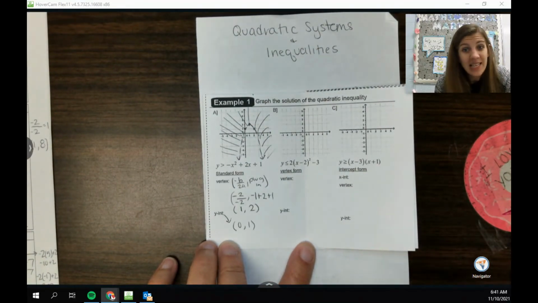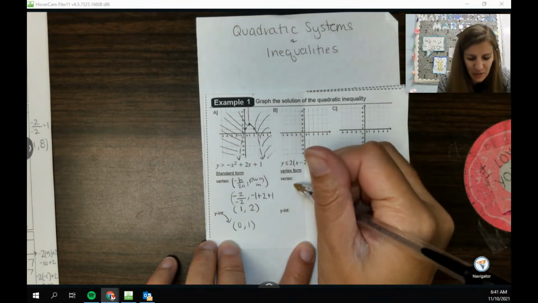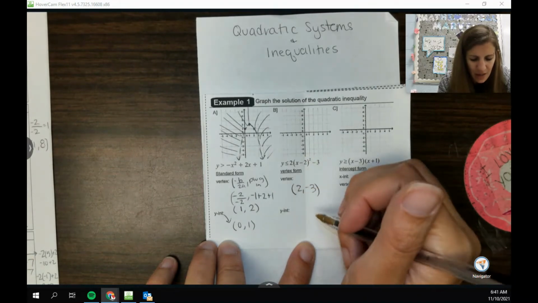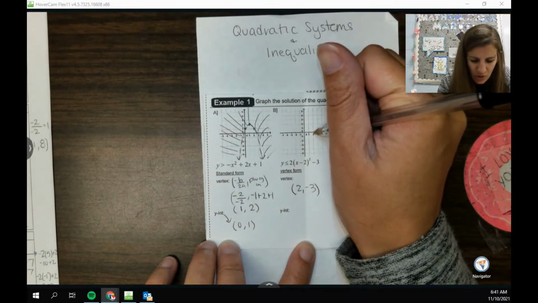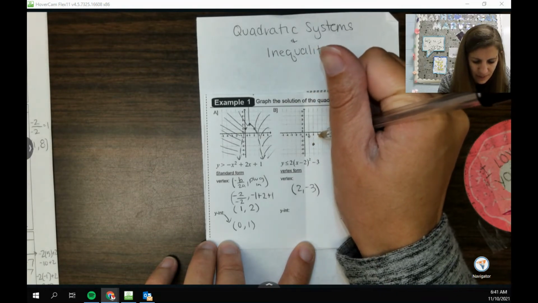Okay, now this isn't a system, this is just one. So looking at this one here, we are already in vertex form, so my vertex is easy to find. It's 2 comma negative 3. So 2 comma negative 3. We can do our slope of up 2 over 1.